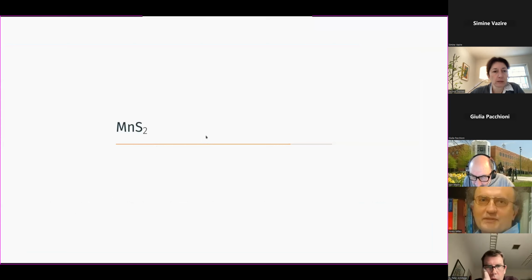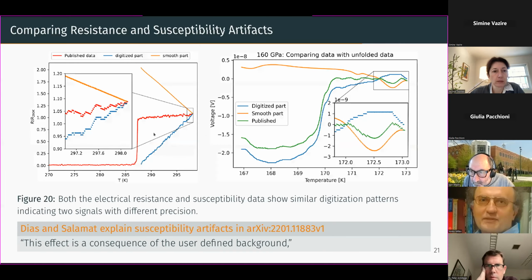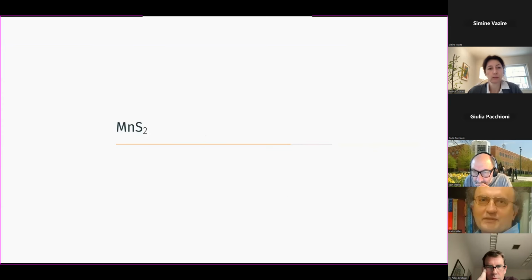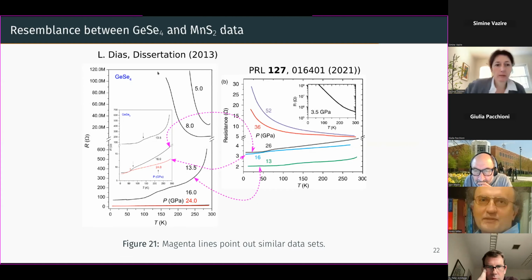Okay, so I'm going to jump very briefly to something more recent. I will say that after I expressed these concerns, future resistivity plots from this group in later papers were all in raster format so that I could not use this method. So I started looking at some older data, and I found this manganese sulfur 2 paper, and I was comparing it to the dissertation of one of the co-authors, and I found what looked like very similar data sets.